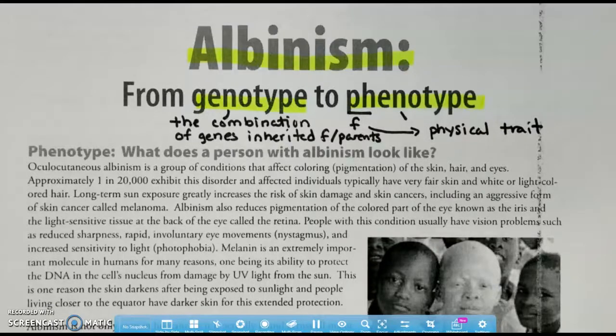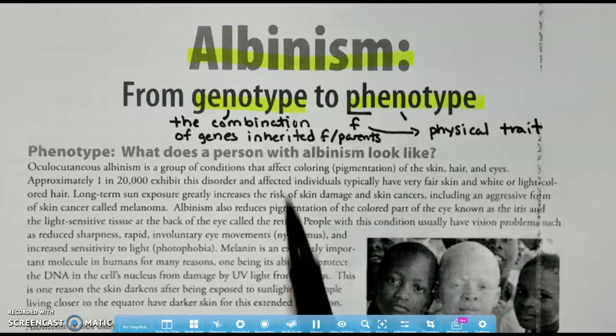Welcome. In our next unit, we're going to be looking at albinism, which is a skin condition, hair condition, eye condition, resulting in changed appearance in skin color, hair color, etc., due to a combination of different factors.